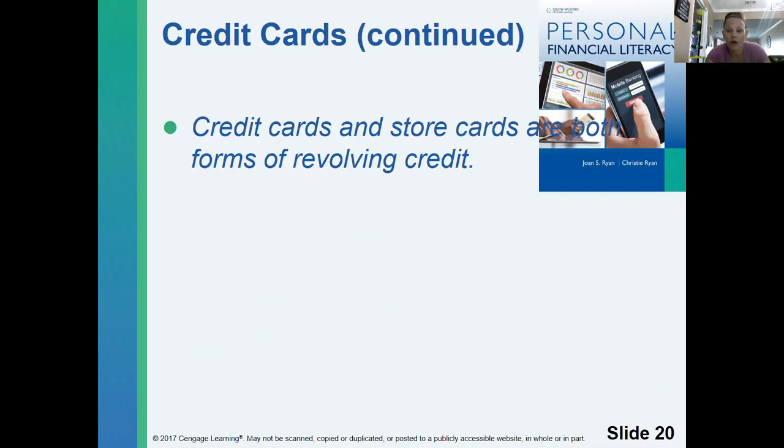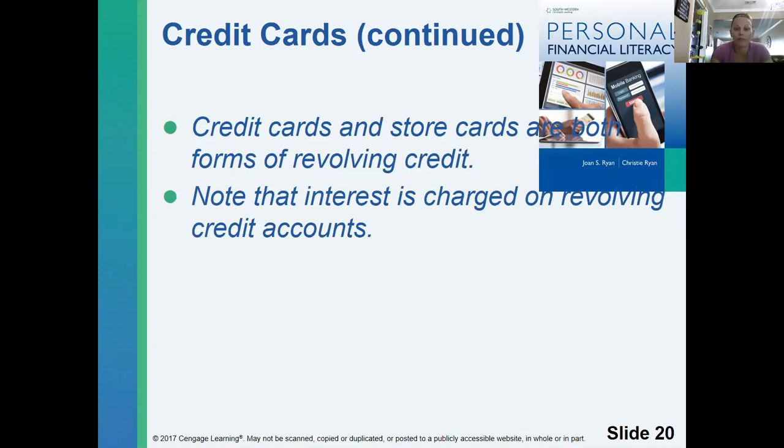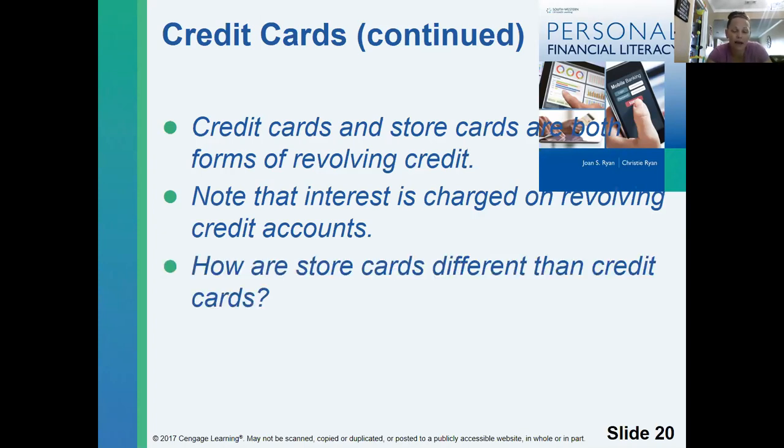So credit cards and store cards are both forms of revolving credit. Store cards are a type of credit card, but they can only be used at that store. Whereas the credit card you can get from your bank is typically going to have a Visa or MasterCard logo on it, and those are widely accepted almost anywhere. Interest is charged on revolving credit card accounts, right? So these are both revolving credit, meaning you can keep charging until you hit your limit, but you're going to have to pay for it. And I already answered this question: store cards are different than credit cards because they can only be used at that store.